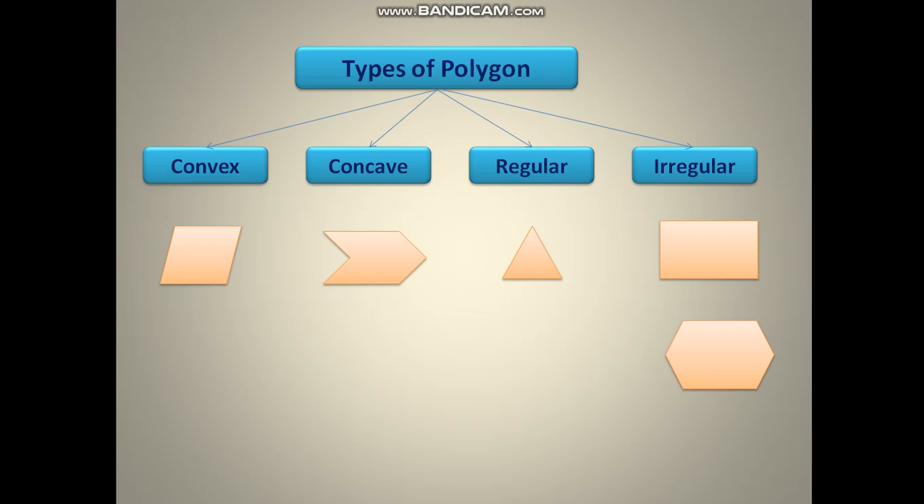Let's move on to irregular polygons. An irregular polygon is not regular, and it can have sides of any length and each interior angle can vary. You can observe on your screen a rectangle and a hexagon. These are examples of irregular polygons.